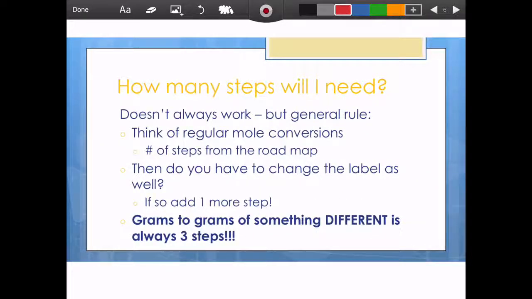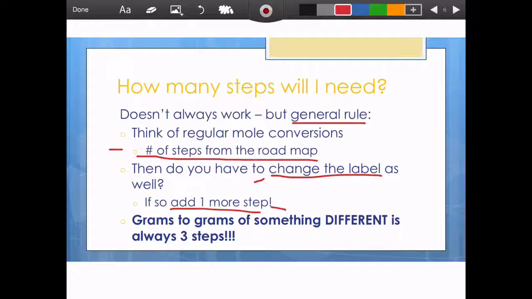The last thing that I'm going to include on these introduction notes is just how many steps each of your calculations will be. This does not always work, but it is a general rule. I'd say about 80 to 85% of the time it works. But if you use the mole roadmap that I showed you up above and you figure out how many steps your problem is from that roadmap, that would be the first part of figuring out your number of steps. Then you need to see, does the label change? If the label changes, then you add 1 more step. So it's however many steps you have from your roadmap. Then if your label changes, you add 1 more step. Okay, so that's the general rule.